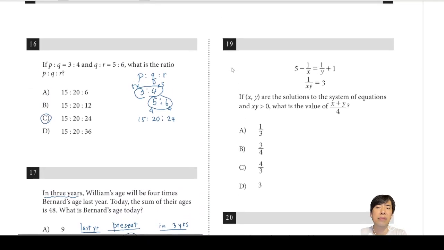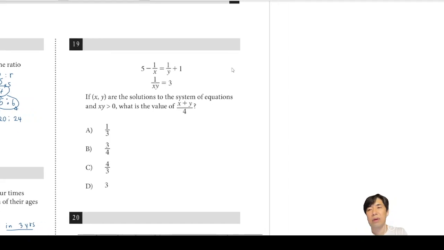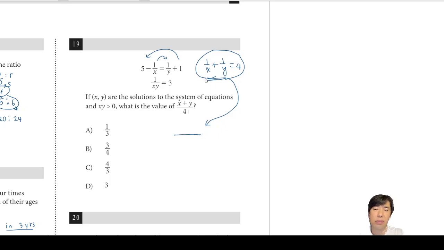19. If x comma y are the solutions to the system of equations and xy is greater than 0, what is the value of x plus y over 4? All right, let me see. What can I do here? Let's move this thing over here, move that thing over there. Then it becomes 1 over x plus 1 over y is equal to 4. And combine these two fractions by using common denominator. So y plus x over xy in the numerator is equal to 4.